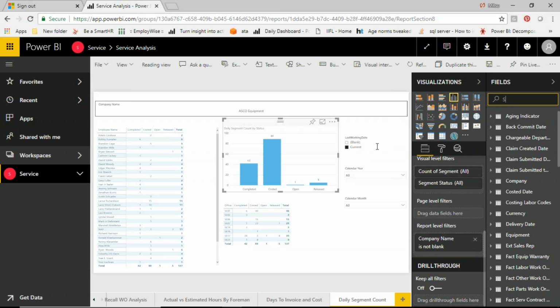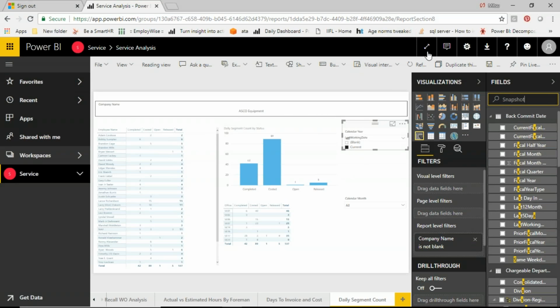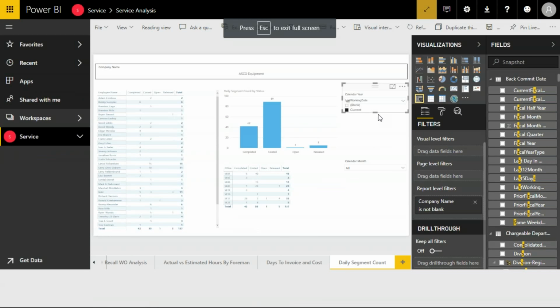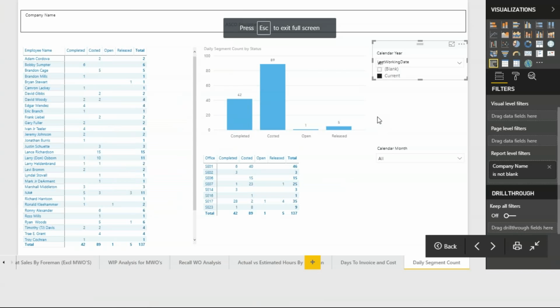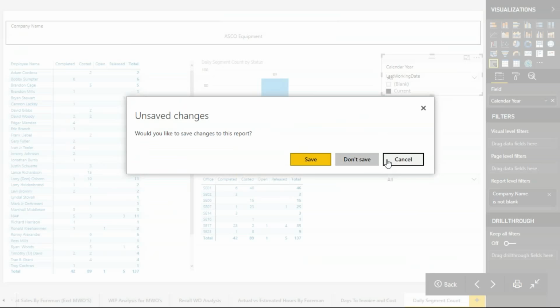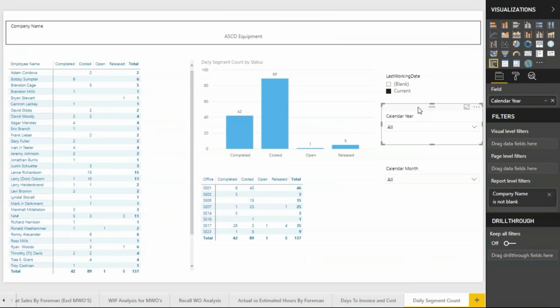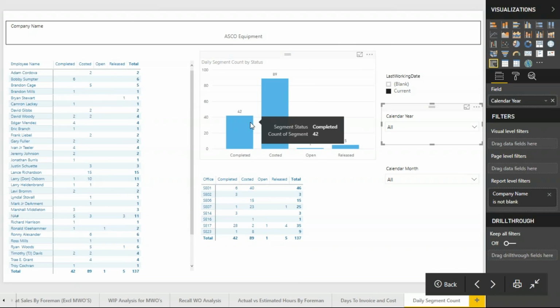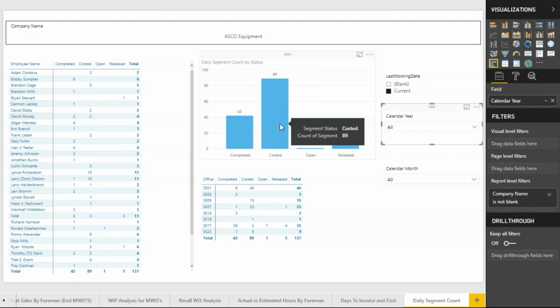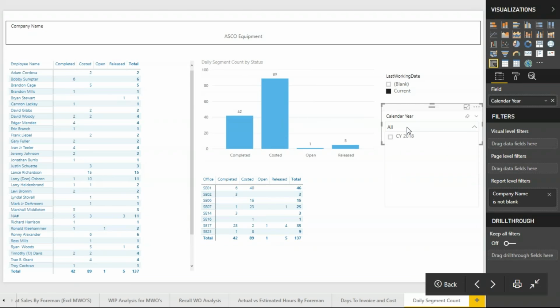Okay, this one here is a quick operational plan. I don't know how much this would help you, but this is just telling you how many orders did you open, or did you cost in your last working day? How many did you open? How many new were open? How many got released?